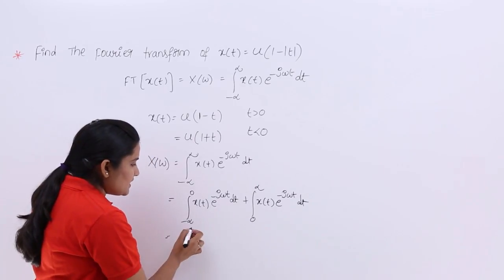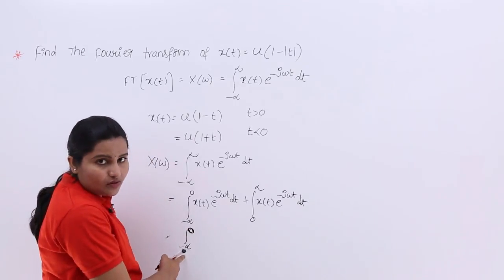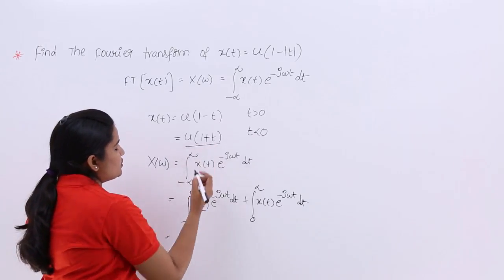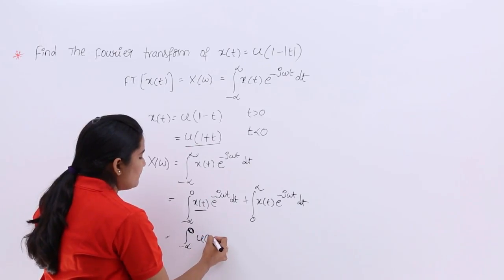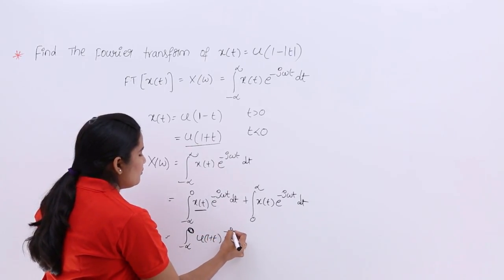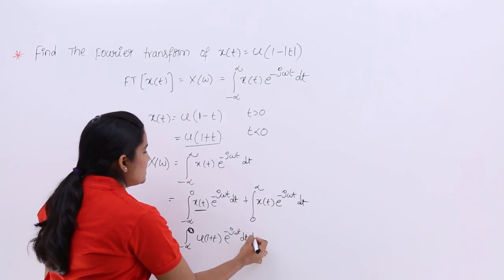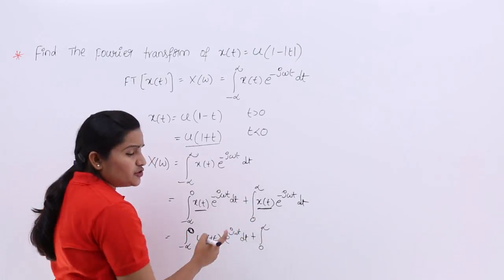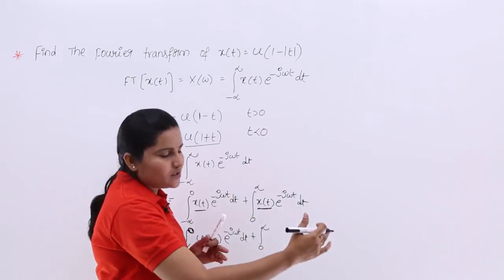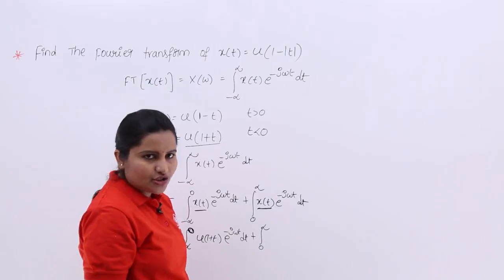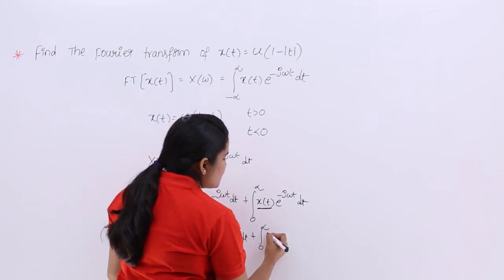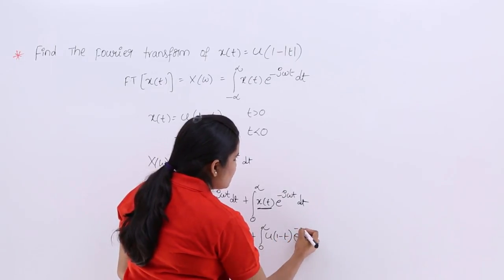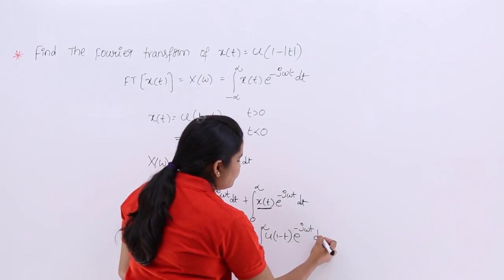This is the t less than 0 condition. In this condition your signal x of t is equal to u of 1 plus t, so we have the integral of u of 1 plus t into e power minus j omega t dt, plus the integral from 0 to infinity of x of t. This 0 to infinity means 0 and greater, so that is the t greater than 0 condition. In this condition your signal x of t is equal to u of 1 minus t, so u of 1 minus t into e power minus j omega t dt.